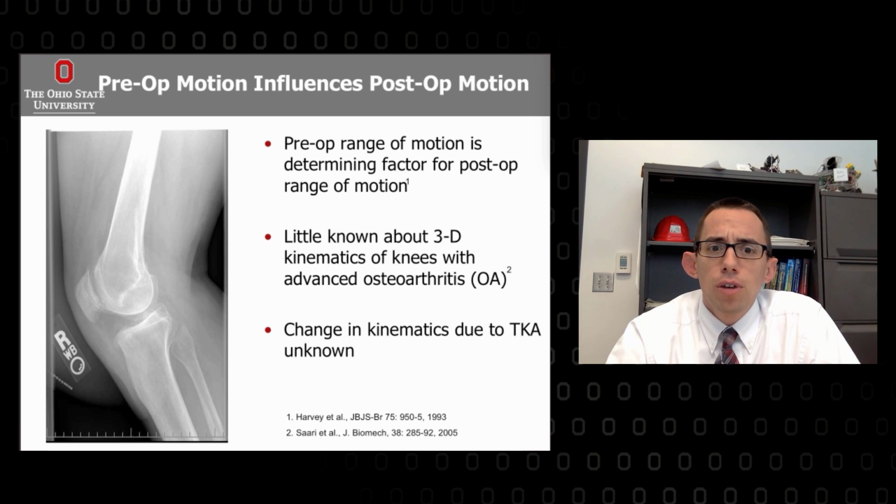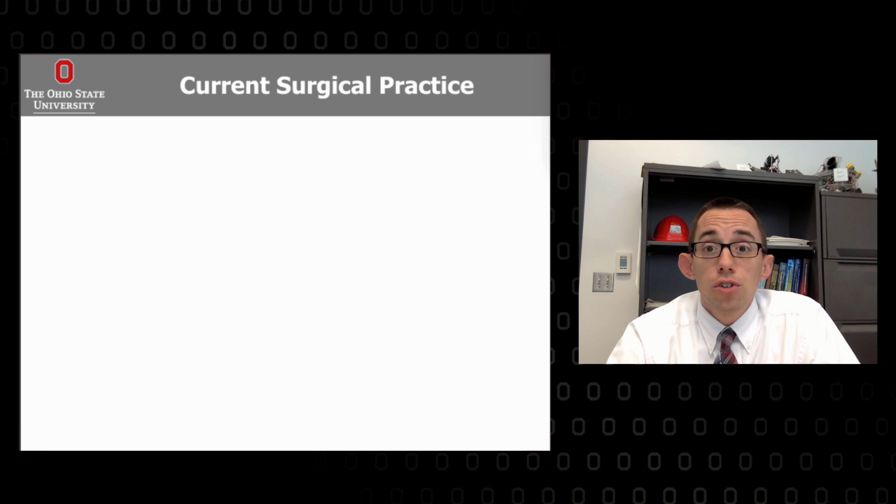However, little is known about the three-dimensional kinematics of someone with advanced osteoarthritis of the knee, and how these kinematics change from immediately before you put in the implant to immediately after you put in the implant. That remained unknown before we did this study. And we view this as a challenge in surgical technique.